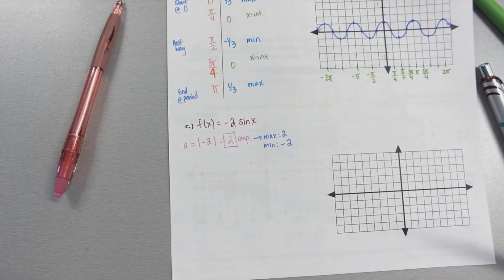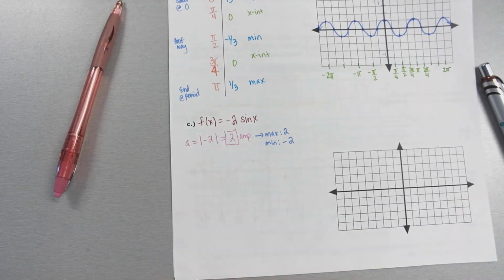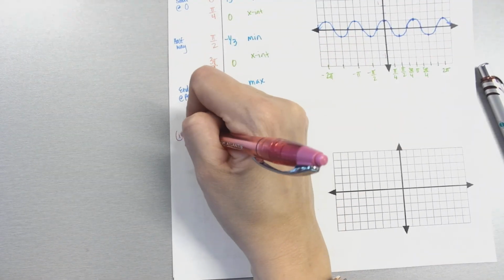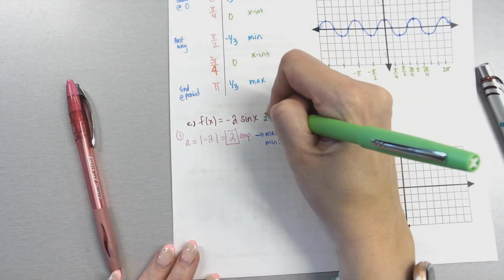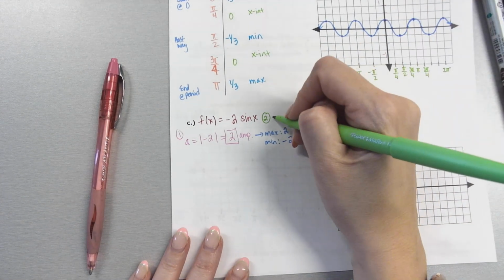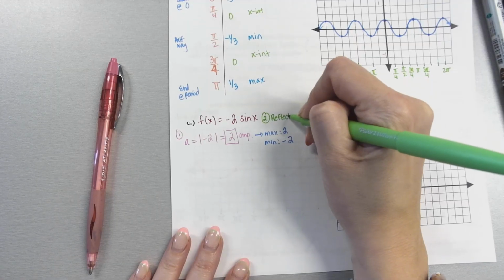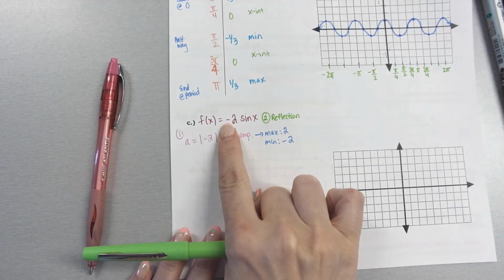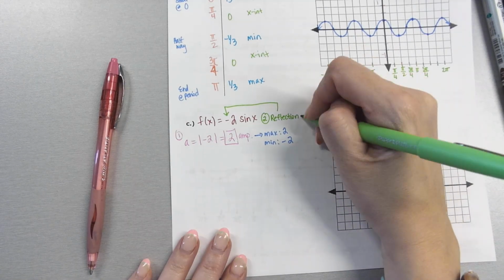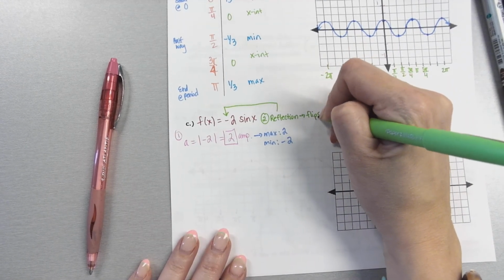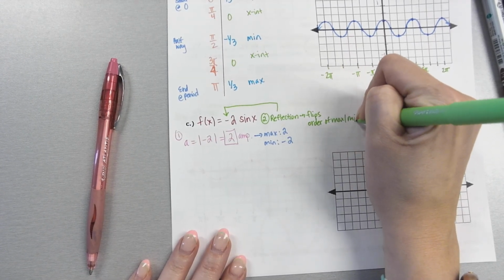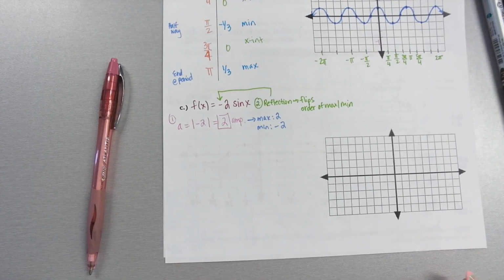Now, what makes this one different is you have this -2 in front. Do you guys remember what that does? Yep, it flips the what? Where the min and the max occur. So when there's a reflection, because you have that negative in front, it just flips the order of the max and min. So we'll alter that part together, okay?